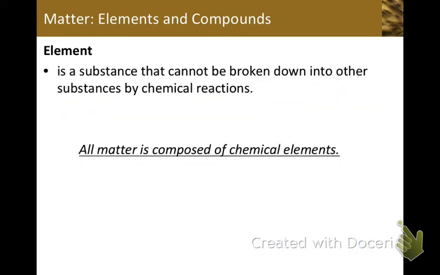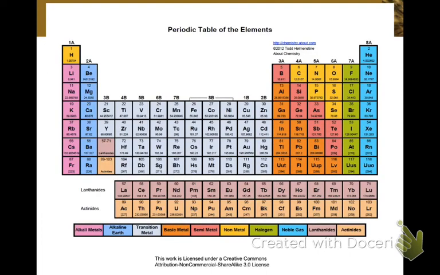So let's first hit on elements, and then we'll get into things a little bit more complex here in a moment. An element is a substance that cannot be broken down into other substances by basically normal chemical means, right? And so all matter is composed of chemical elements here. And how we essentially arrange elements is here on the periodic table.